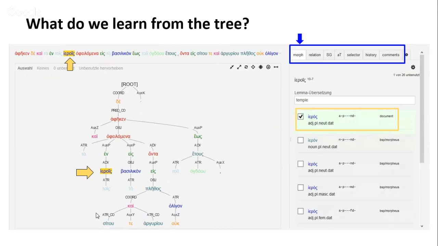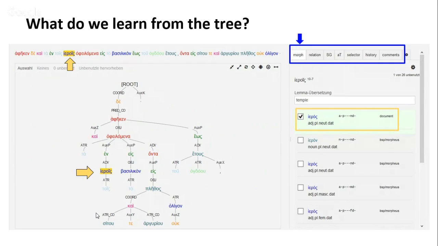What is the morphograph telling us about the sentence structure and its elements? On the right side, you see some tabs framed blue, for instance, morph, relation, SG, AT, and so on. To get the information, you have to choose a word from the sentence you are interested in. It will be highlighted in the morphograph. See the yellow arrow. Then you click on the tab you need, for example, the morph tab. Here is information about the word structure based on the glossing. In our example, hieros, an adjective, plural, neuter, dative.